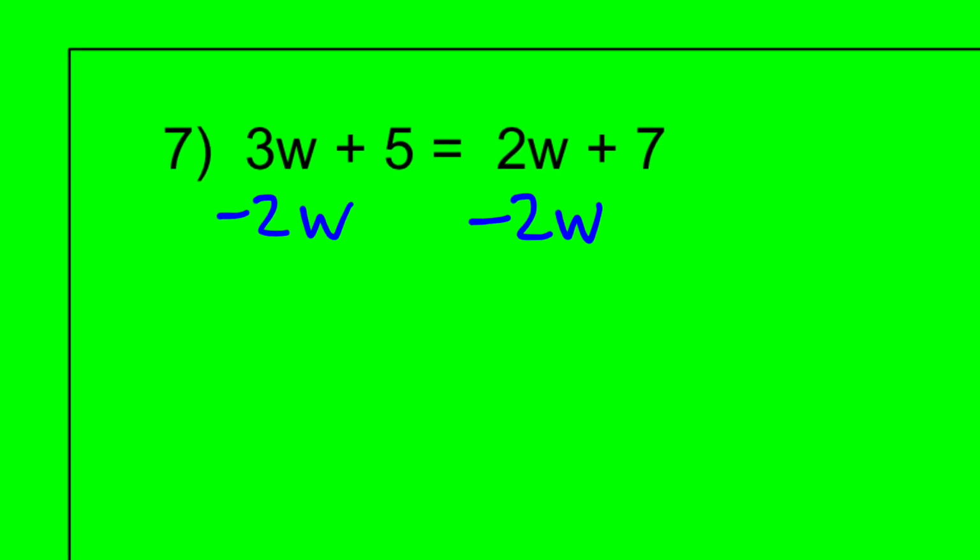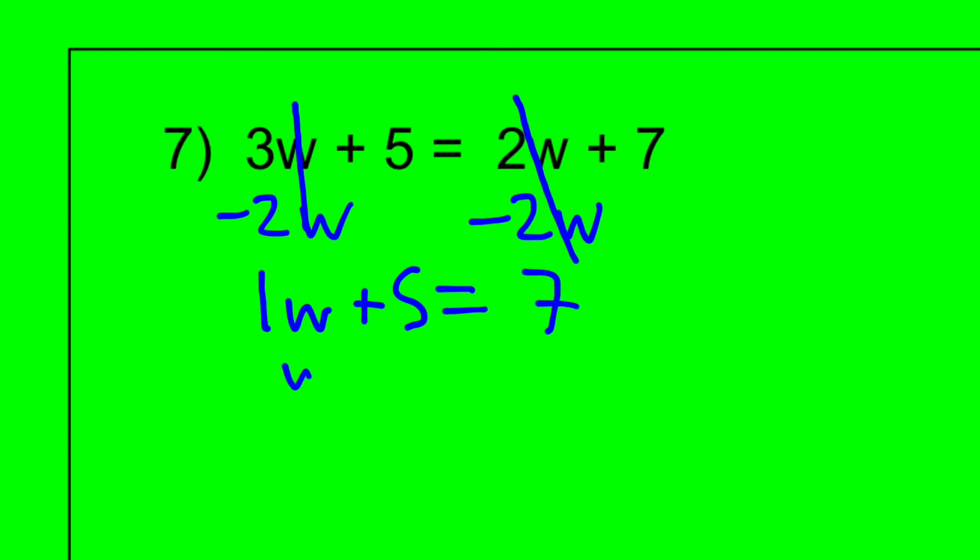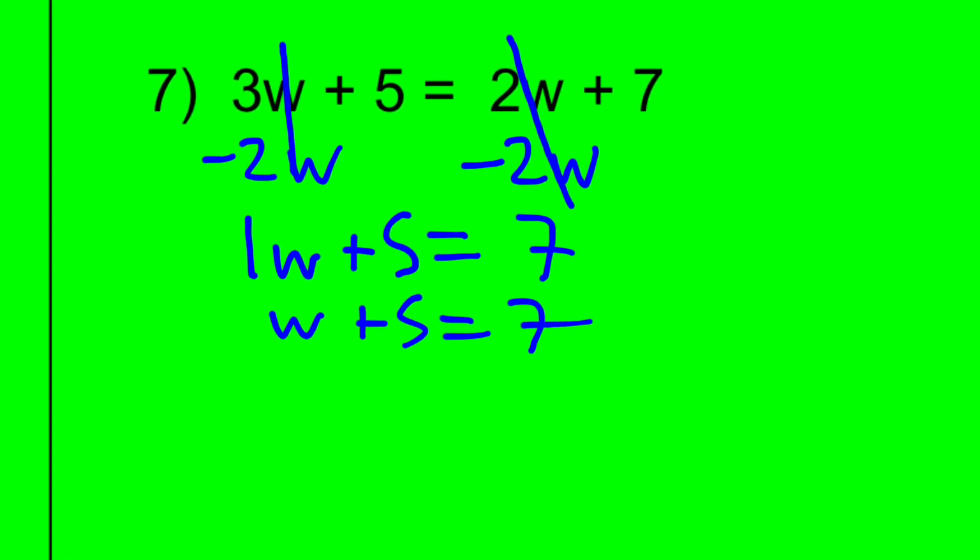Why will I do that? Well, look what happens. 3w minus 2w is 1w. I still have a plus 5 equals 2w minus 2w goes away, and I'm left with positive 7. Now we might know this better as just w plus 5 equals 7. By doing that one step, I'm left with a basic one-step equation where I can subtract 5, and I get w equals 2.